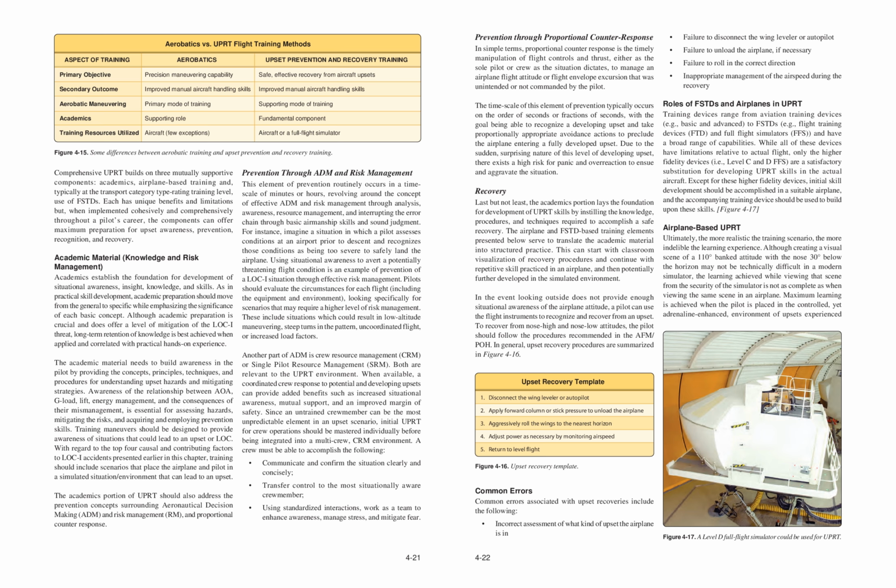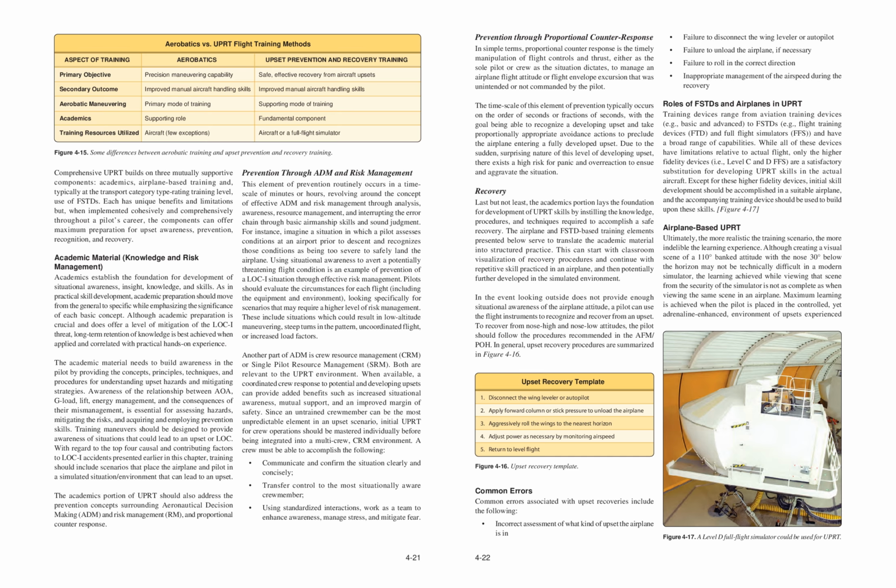Aerobatics versus UPRT flight training methods. Aspect of training: aerobatics and upset prevention and recovery training. Primary objective: for aerobatics, precision maneuvering capability; for UPRT, safe, effective recovery from aircraft upsets. Secondary outcome: improved manual aircraft handling skills.